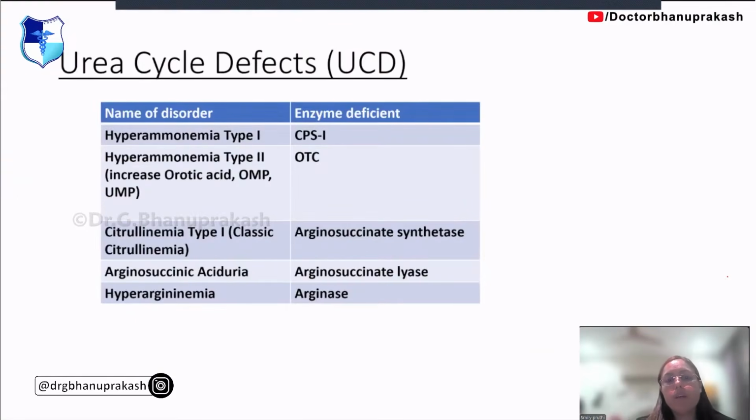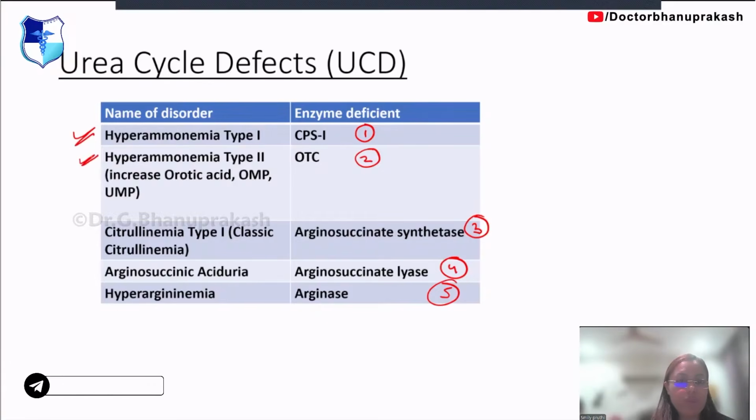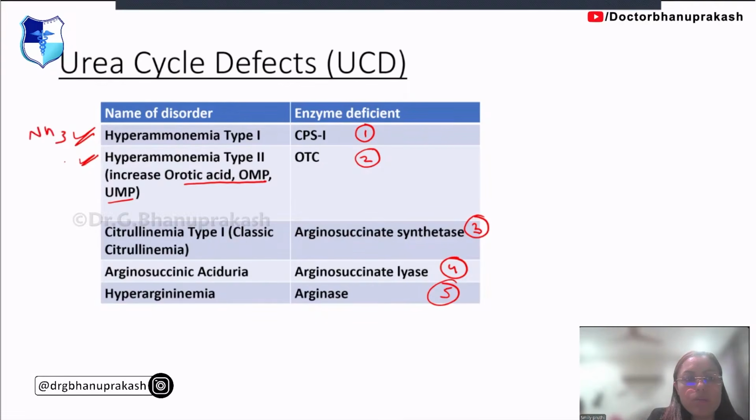So urea cycle defects. I told you these are the 5 enzymes of the urea cycle. First is rate limiting CPS1, then OTC, then third ASS, then ASL, lyase, fifth is arginase. The defect in the first one is known as hyperammonemia type 1. The defect in OTC is hyperammonemia type 2. Patient has increased orotic acid, OMP and UMP. So hyperammonemia, that is increased ammonia, will occur in all the urea cycle defects. Here also increased ammonia will occur in all of them.